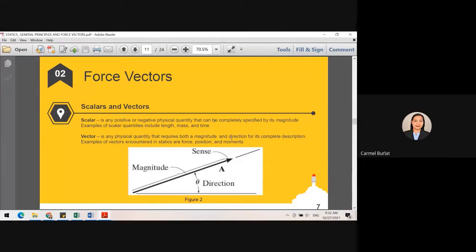Okay? So position means you have your x and y coordinate. You have your values for x and y coordinate in your Cartesian plane. And magnitude, or the resultant, and the sense and direction, or theta. So that is the definition and difference between scalar and vector.